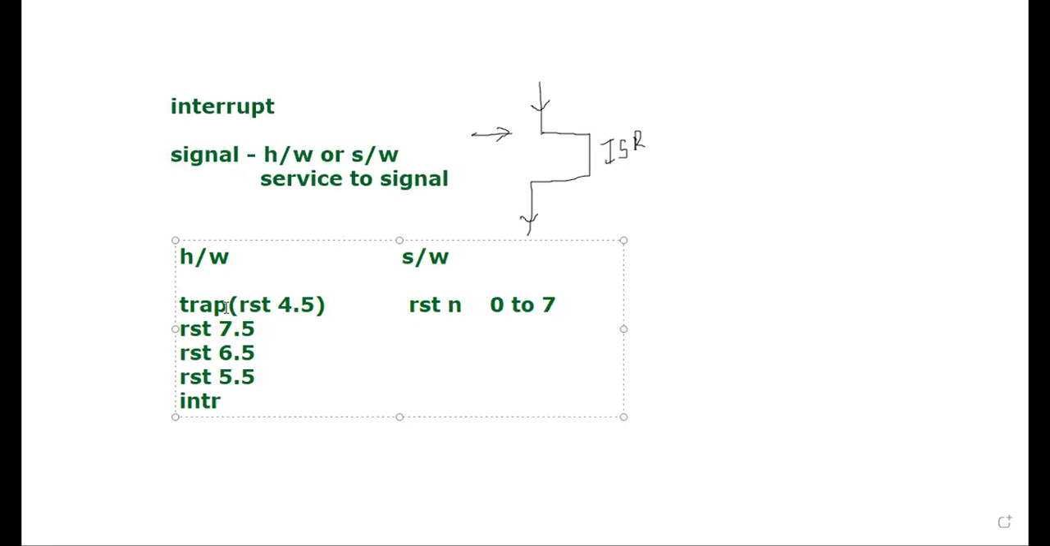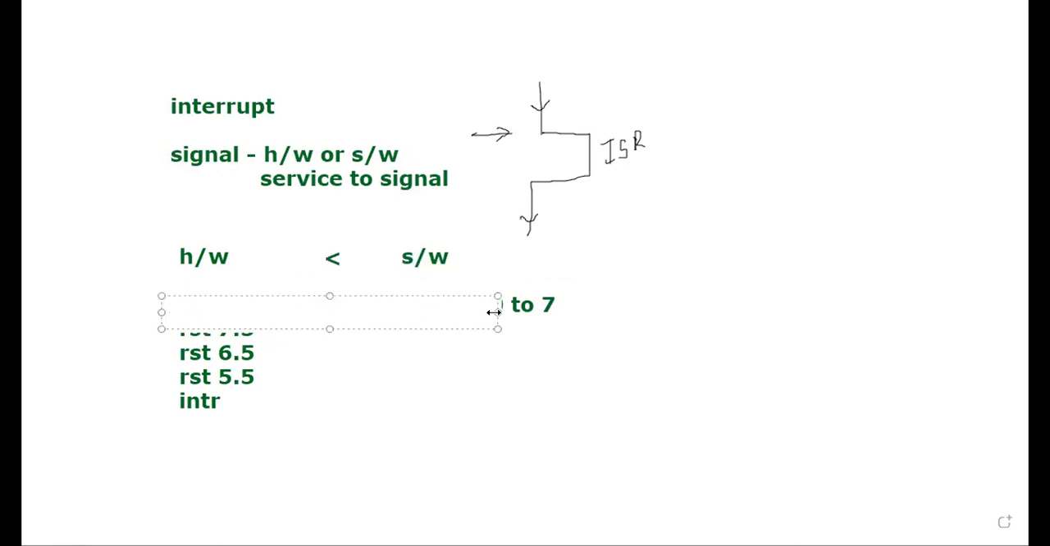Okay, so trap has the highest priority, then RST 7.5. See, basically, software interrupt always has higher priority than the hardware interrupt. In hardware interrupts, the maximum priority is given to the trap. So the trap has the highest priority, then RST 7.5, then RST 6.5, then RST 5.5, and then INTR. According to the decreasing order of the priorities, the hardware interrupts will be given by this.